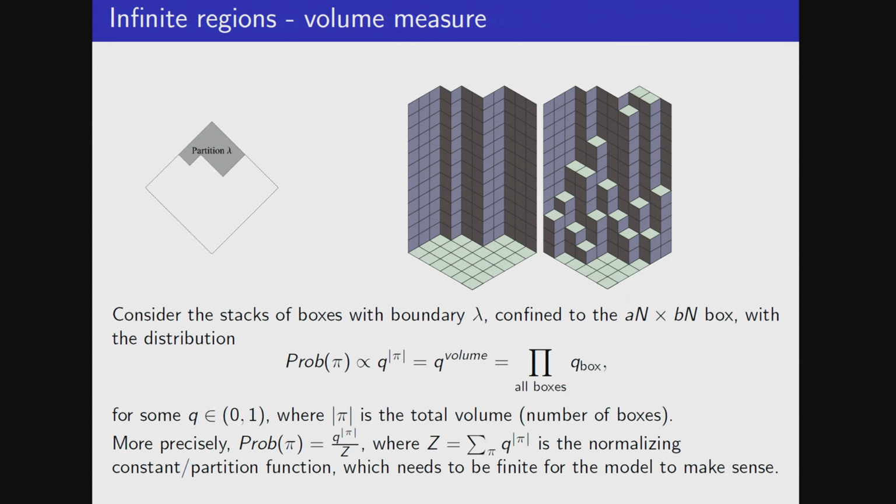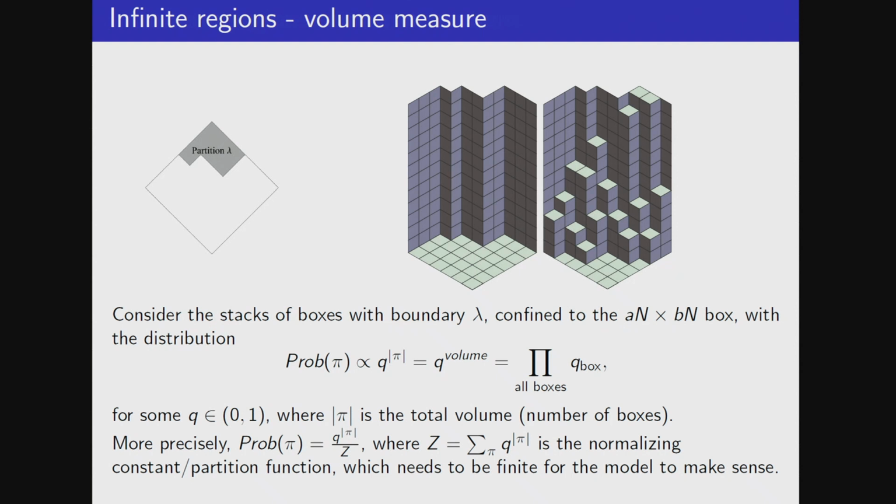To be precise, the probability of a configuration is q to the volume of that configuration divided by the normalizing constant, which is called the partition function in statistical mechanics, which is the sum of all these q to the volume of pi over all pi. Okay. Does the model make sense? Okay, so on to results.